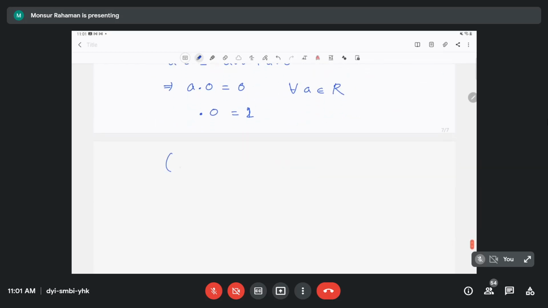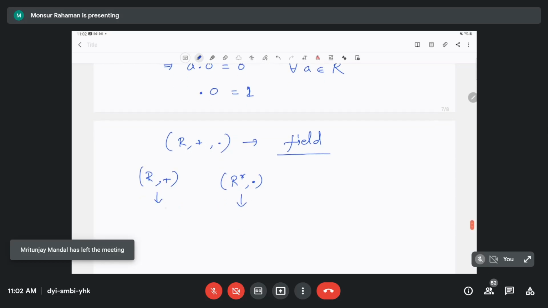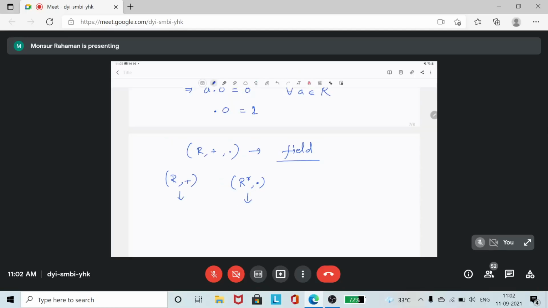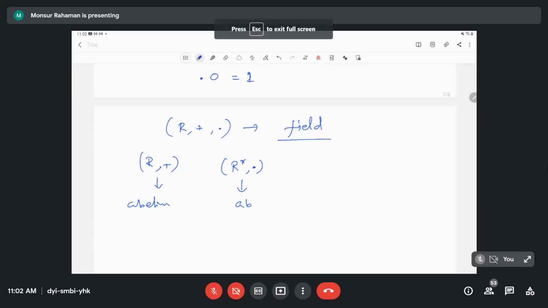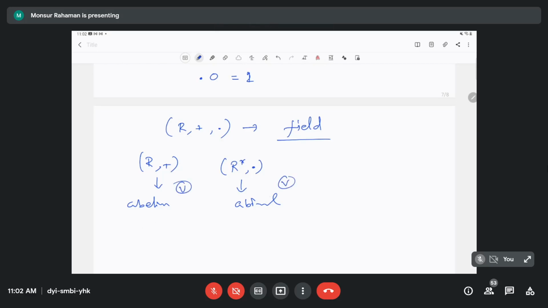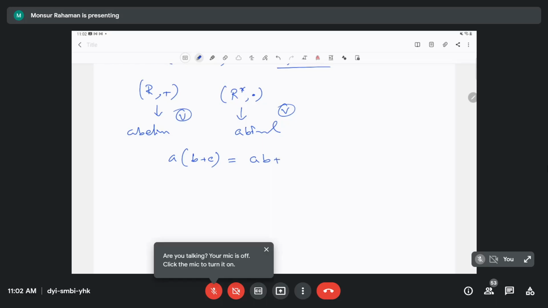So now comes the next structure, which is called a field. This is the important one for learning vector spaces. A field is when R plus is an abelian group and R star dot is an abelian group. Because I have already told you that you cannot make R dot a group, so at most you have to eliminate 0 from R. There are 5 conditions for each, and another mixing condition, which is called the distributive law: A times B plus C equals AB plus AC. So 5, 5 and 1, 11 conditions have to be satisfied to become a field. Then we call R plus dot a field.